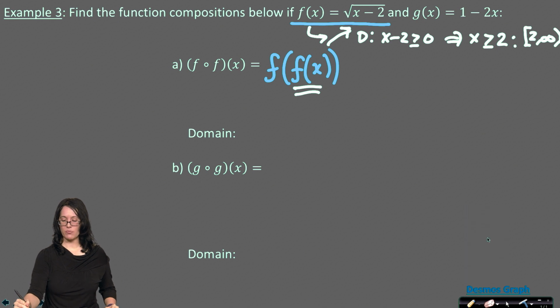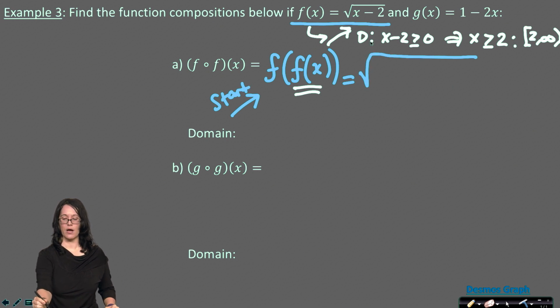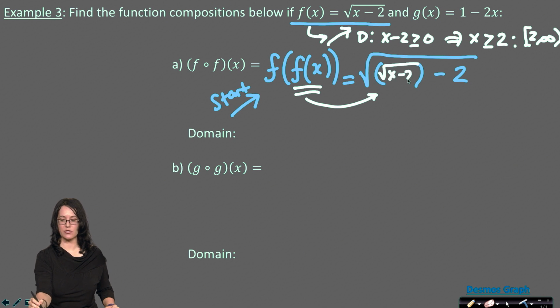Well, we're going to continue by remembering to start with the outer function. That's where we start. So the outer function says, take the square root of input minus 2. Input, I use parentheses, minus 2. Okay, but what is the input this time? That's right, the input this time is f of x, which was the square root of x minus 2.